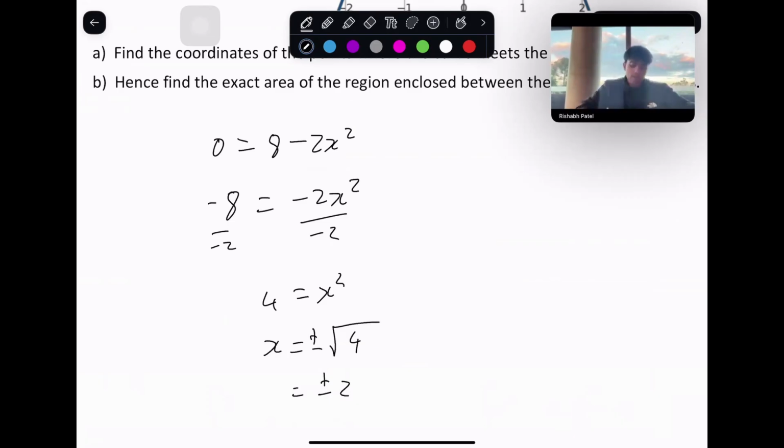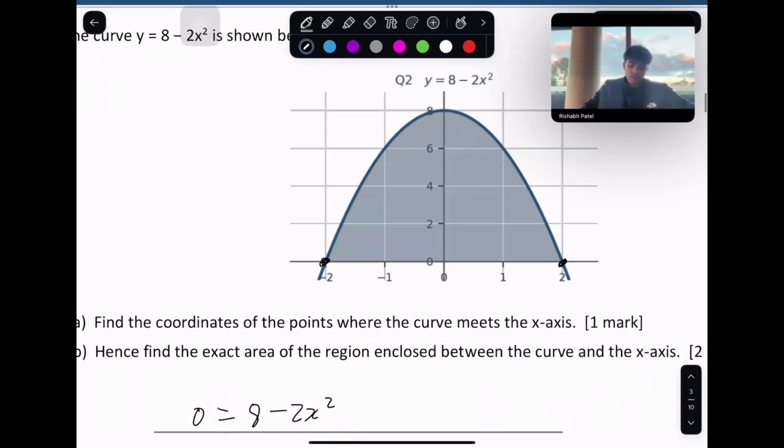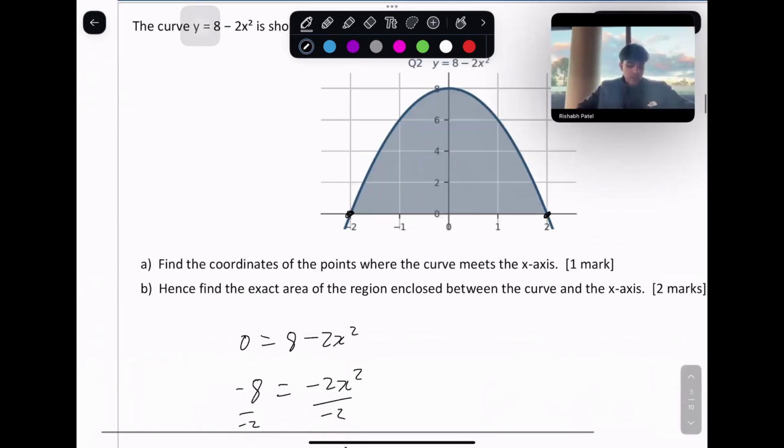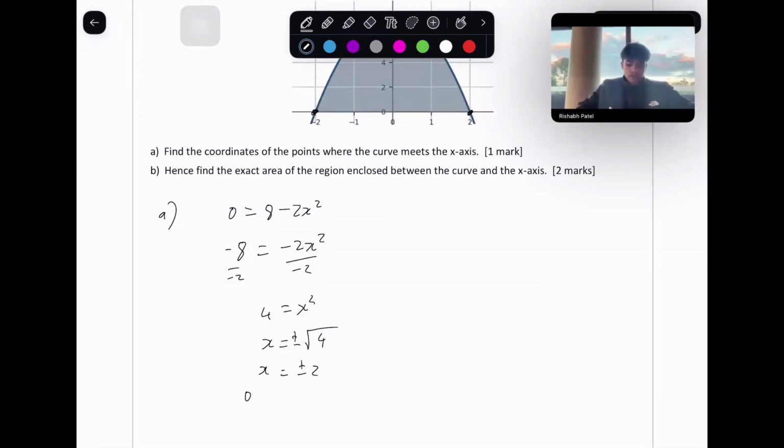your roots for x. And the diagram that they've provided us actually does show that, but you of course need to show that working out. And since it asks for coordinate notation, you get this as your actual coordinates.